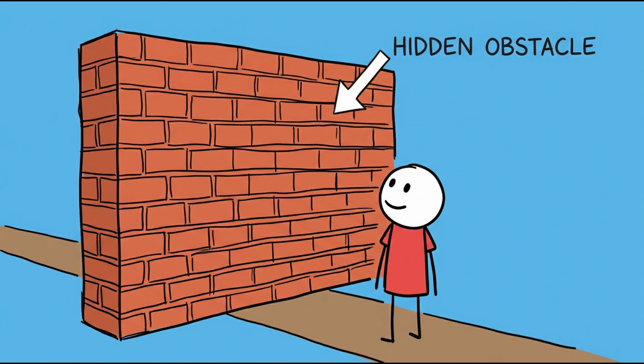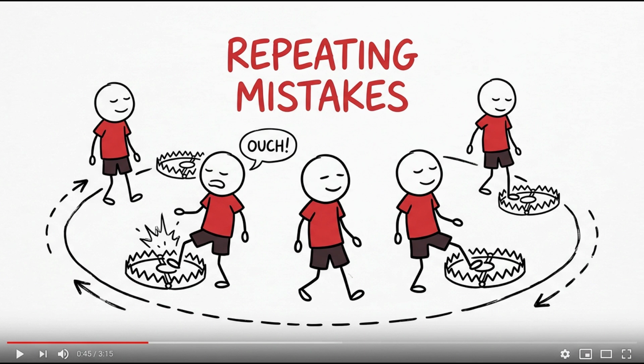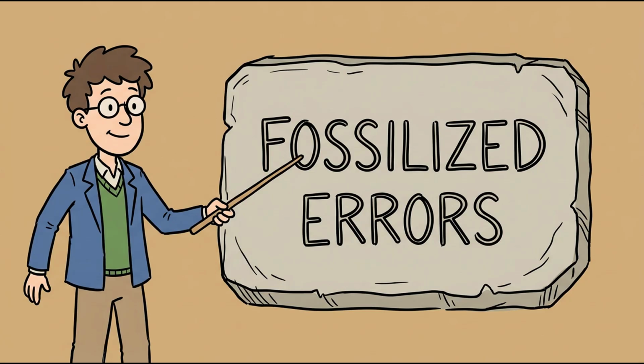The biggest hidden obstacle standing between you and real fluency usually isn't a lack of vocabulary. It's something quieter and far more stubborn, the habit of repeating the exact same mistakes over and over without ever fully realizing it. Language teachers actually have a name for this. They call them fossilized errors.